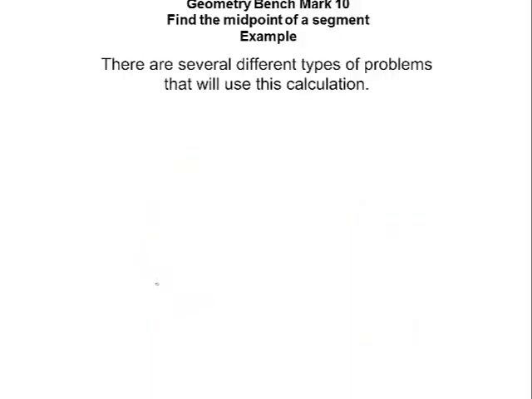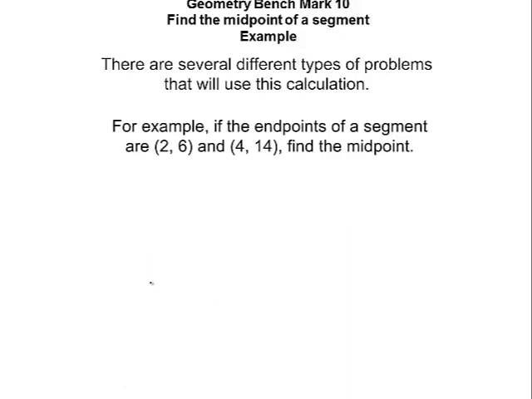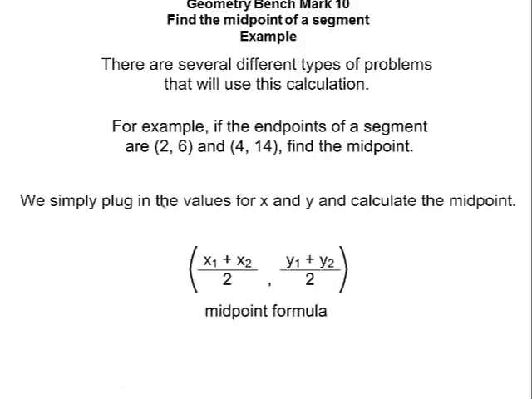So then we can have the endpoints and find the midpoint again, just like we did. It's all animated, it's pretty. So we take our midpoint formula, we plug in our x's, 2 and 4, and we plug in our y's, 6 and 14. 2 plus 4 is 6, we divide that by 2. 6 plus 14 is 20, we divide that by 2, and we get 3, 10.